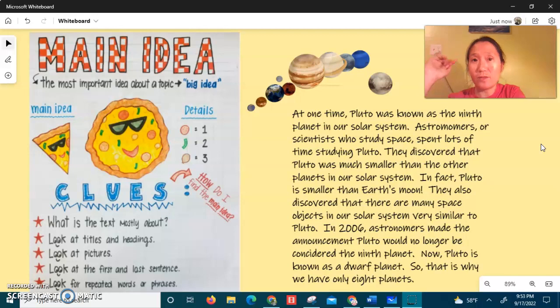We are going to spend many weeks looking at main idea. So, we need to understand completely what this is, how to find it, how to write it up. Let's get going.